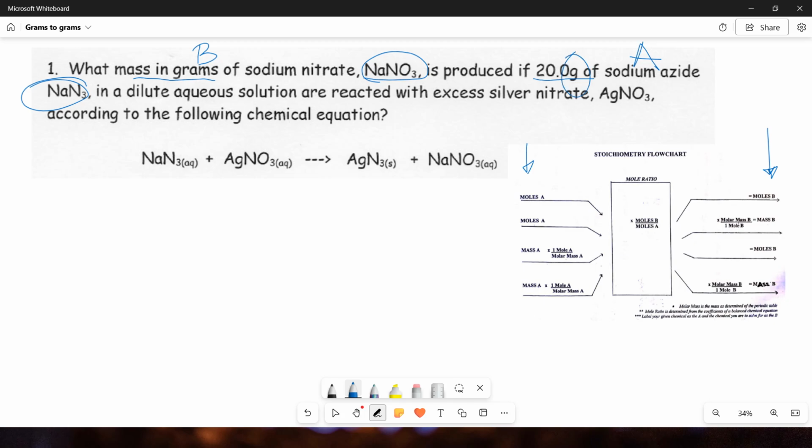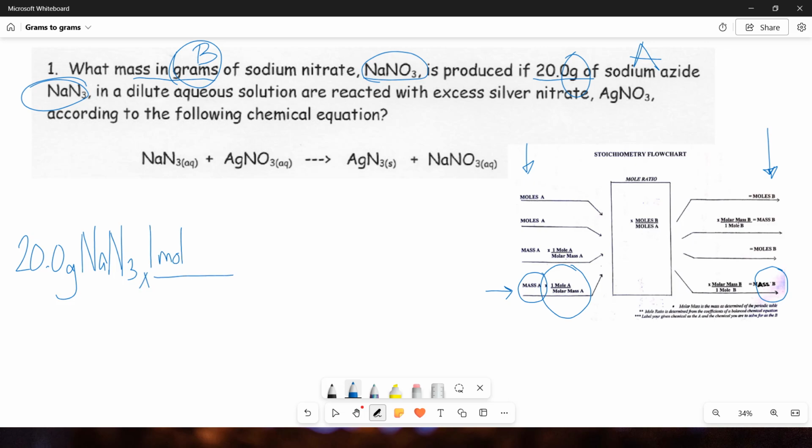Since we're starting in grams and we are going to grams, I'm going to be doing a line 4, because we start with mass of A and we end up with mass of B. So I'm just going to start with the 20 grams, which has 3 sig figs, of the sodium azide. Now, looking at the flow chart, after you write your given, the next thing is to multiply by 1 mole of your A, which in this example is sodium azide, over its molar mass.